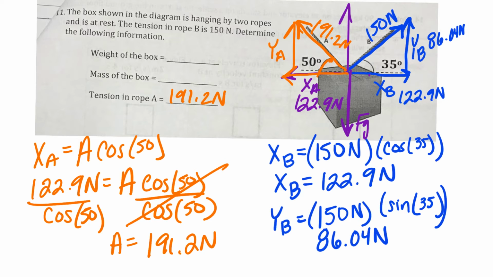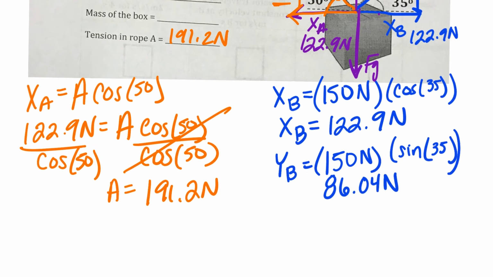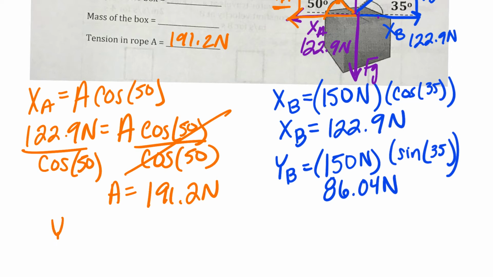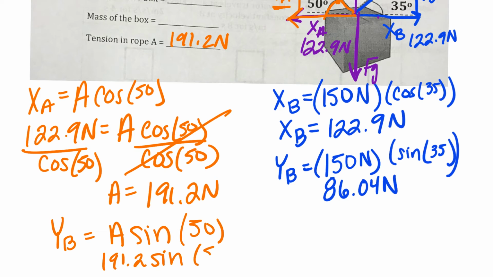All right, moving on, to find the weight and the mass of the box, we're going to need to know this value for YA. So now we have our hypotenuse of A. So now we can find YA by doing A sine 50. So we have 191.2 times sine 50 will get us YA. And when we type that in the calculator, we're going to get an answer of 146.5 newtons. And that is the value for YA here.